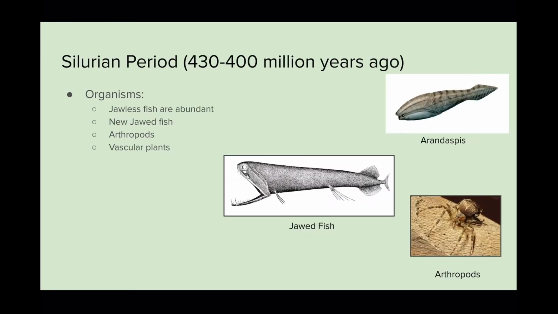Silurian period was 430 to 400 million years ago. The Ordovician period's jawless fish was abundant, and now we are met with a new version, a jawed fish. We see a never-before-seen species, the arthropods and vascular plants. Or in other words, organisms that lived on land.